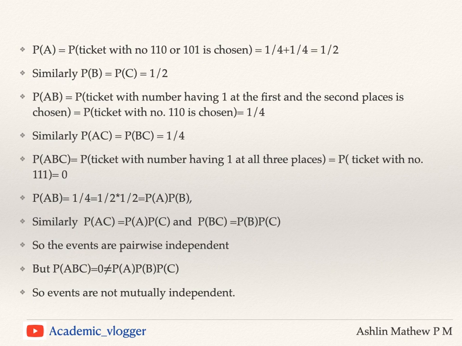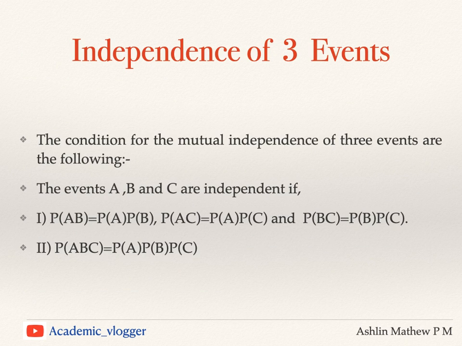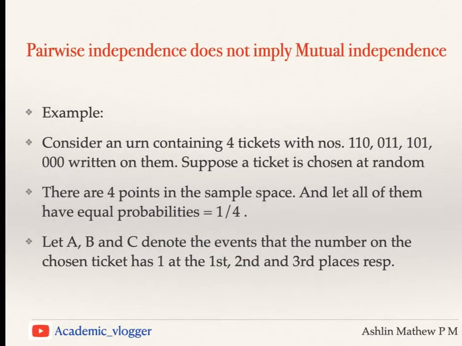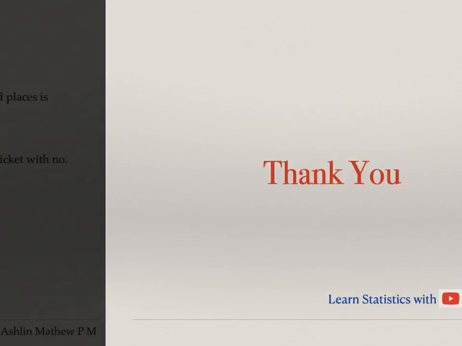Why? The probability of A times the probability of B times the probability of C means 1 by 2 times 1 by 2 times 1 by 2. That is 1 by 2 raised to 3, which is equal to 1 by 8. So the second condition of our definition is violated in this case. Only the first condition is valid. Since the first condition of independence of 3 events is proved, we can say it is pairwise independent but not mutually independent. Therefore, pairwise independence does not imply mutual independence. But if it is mutually independent, then it will be pairwise independent also. So, thank you.